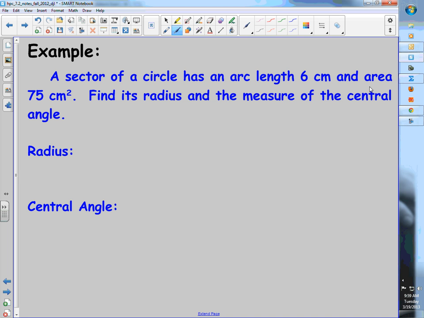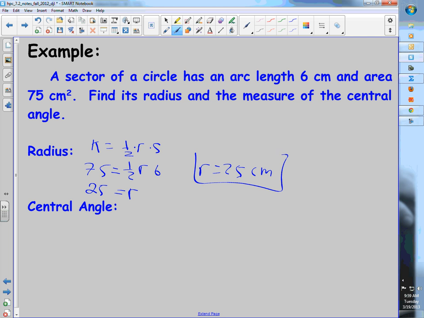Kevin, what did you do for radius? For radius, I did 75 equals 1/2 r times 6. And what formula are you using? That's the area of the sector, A equals 1/2 r times s. You're plugging in the area and the arc length, and you're solving for r. And what did you find out? That r equals 25. So 25 centimeters.